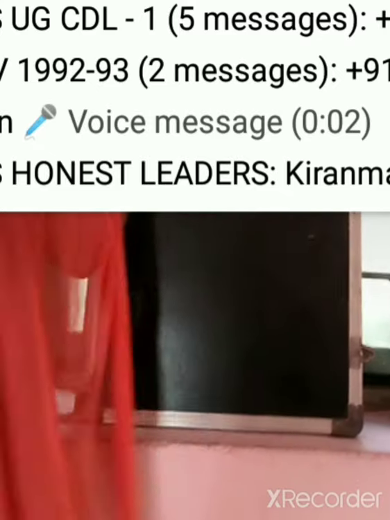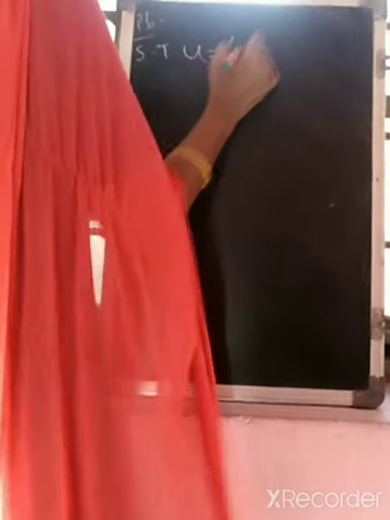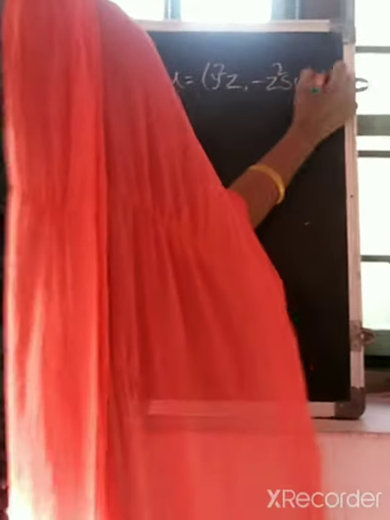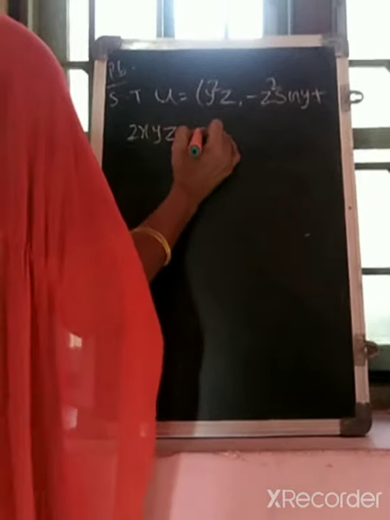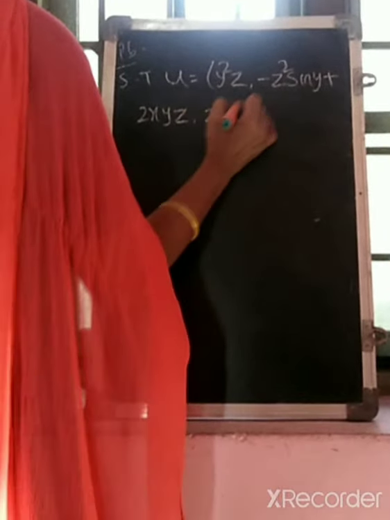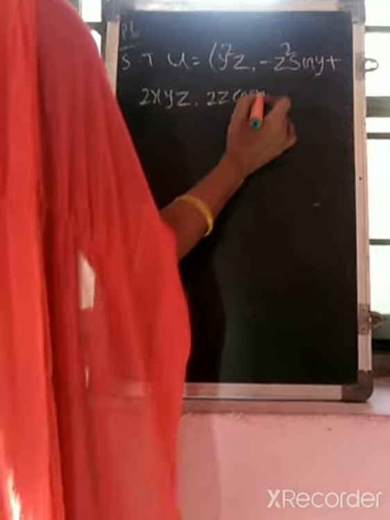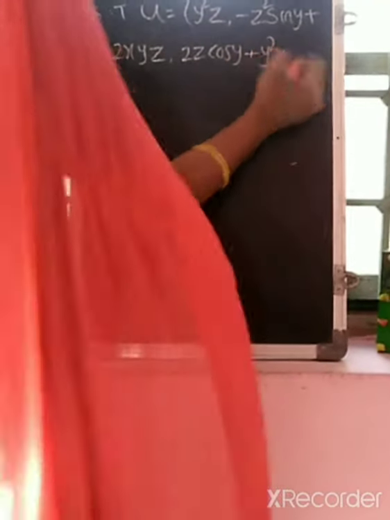So again the problem is there. Show that u is equal to y square z comma minus z square sin y plus 2xyz comma 2z cos y plus y square x is irrotational.